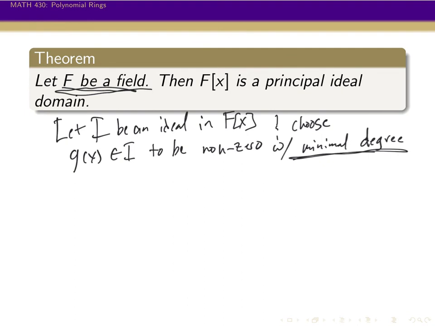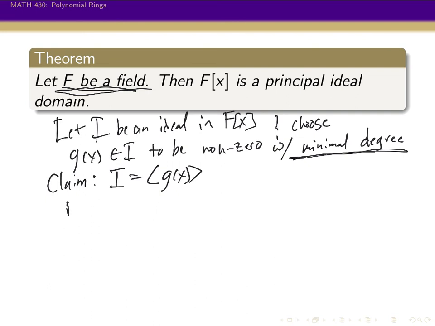So if we look at all the non-zero elements of this ideal, their degrees are all going to be either 0 or a natural number. So we can look at this set of degrees in this ideal, and since it's just 0 and the natural numbers, there has to be a smallest element in there. And so we're just going to take g(x) to be, there might be more than one such g(x), and we're just going to take g to be one of them. Okay, now my claim then is that I is going to be generated by this g(x).